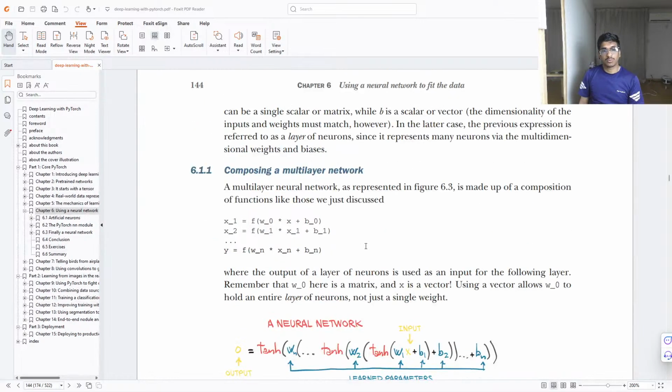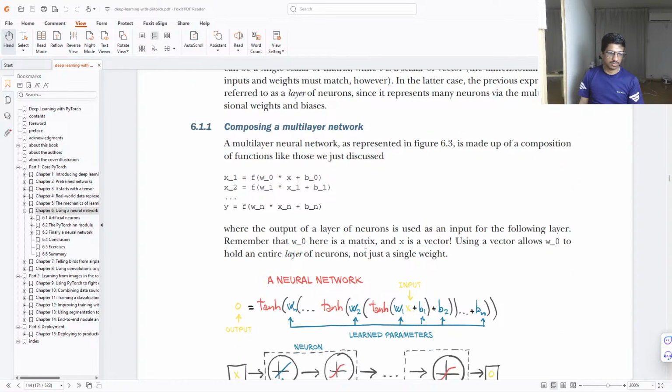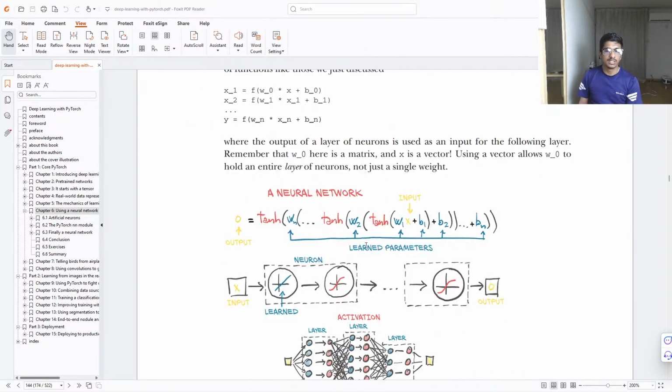Okay, composing a multi-layer network. A multi-layer neural network, as represented in figure 6.3, is made up of a composition of functions like those we discussed above. X1 is equal to, okay, x1, x2, y. Here the output of the layer of neurons is used as an input for the following layer.